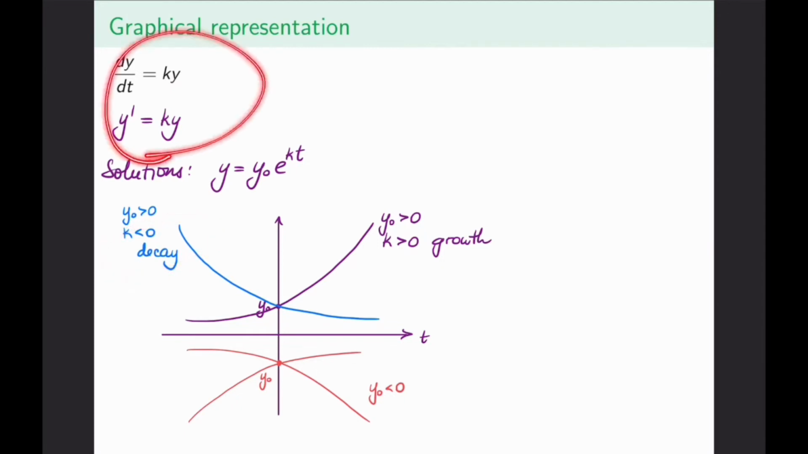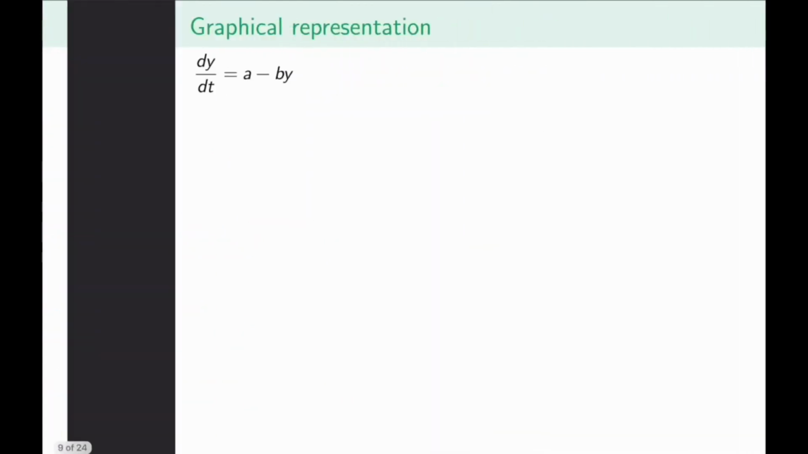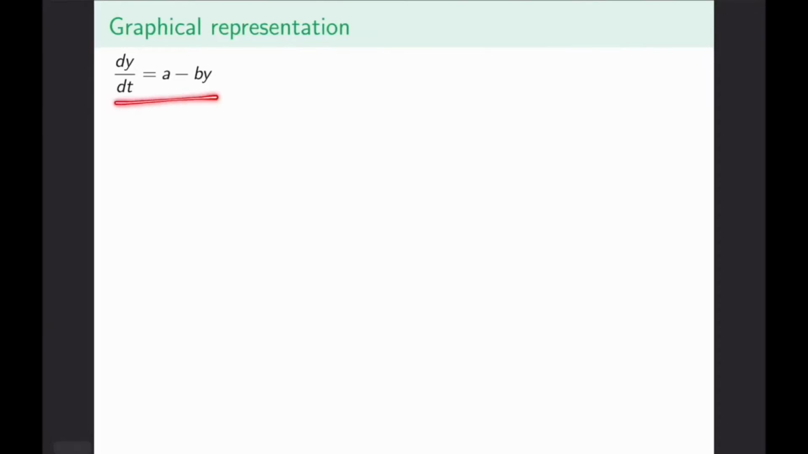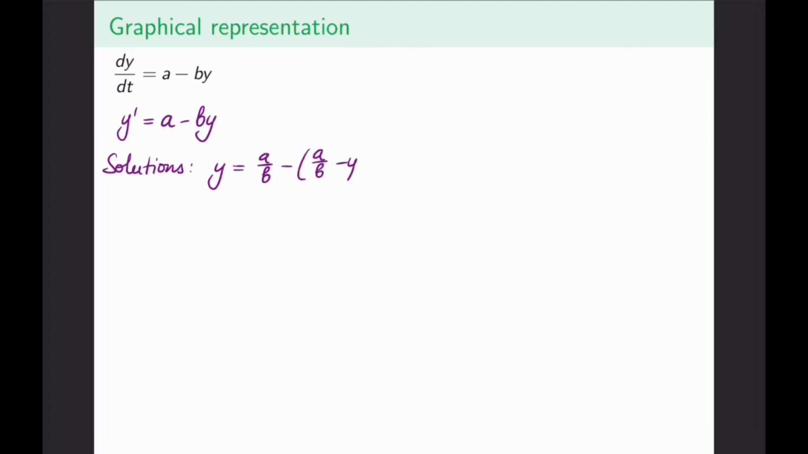This is the first type of differential equation we've seen. The second one that we've just developed the solutions for in this lecture was this other linear type. So not only do we have a proportionality constant, we also have a fixed constant term. The other way to rewrite this would be y prime is equal to a minus by, and we have just derived that the solutions to this equation were curves of the form a over b minus y naught, e to the power of negative bt.